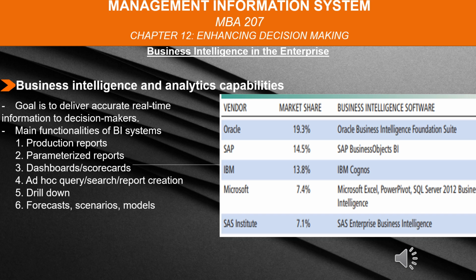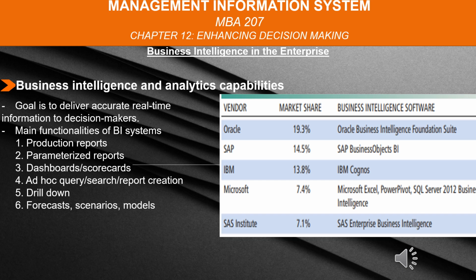Next are the parameterized reports. So what are parameterized reports? These are customizable reports that allow users to specify parameters such as time periods, geographic regions, or product lines to generate customized reports. These reports can be automated and delivered on a regular basis, providing users with up-to-date information tailored to their specific needs. An example of this might be a sales report that allows users to specify the time period and product line to generate a customized report.